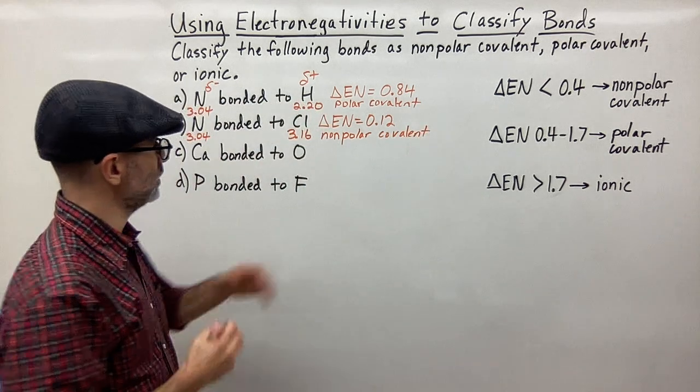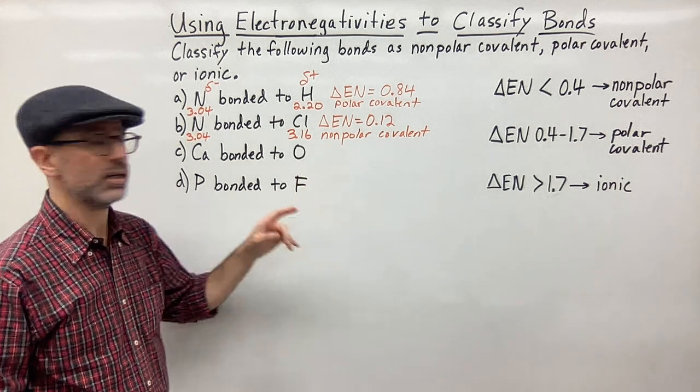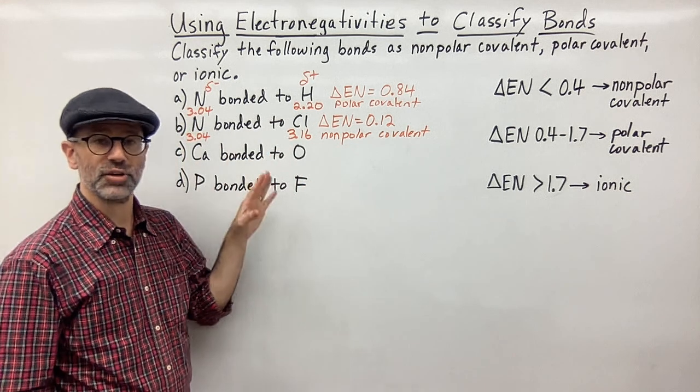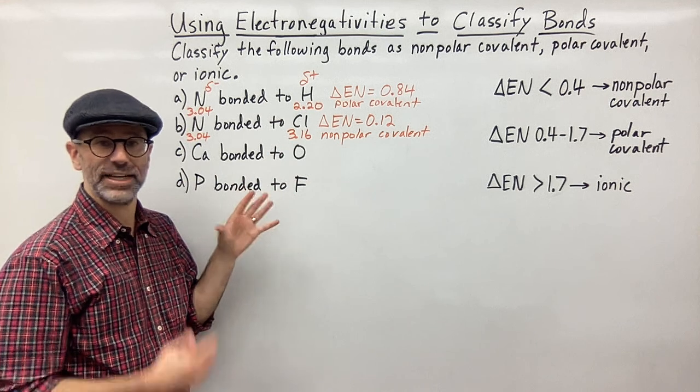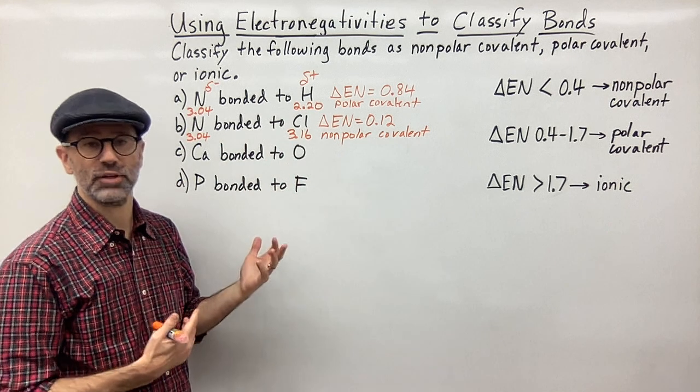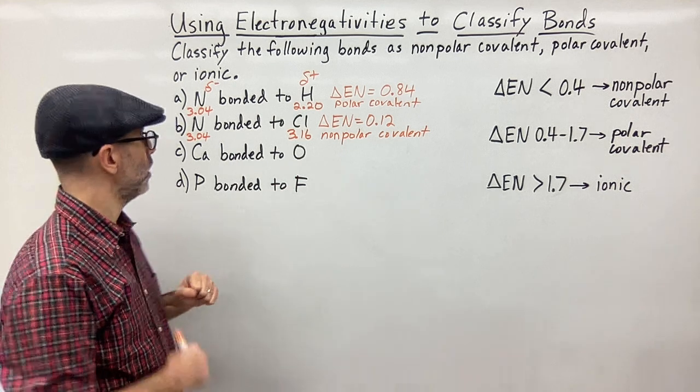Okay, so because it's a nonpolar covalent bond, we're not going to apply the partial positive and partial negative, because the nonpolar covalent nature means that they're being shared equally. So one side is not going to be more positive or more negative than another. Okay, let's go to C.